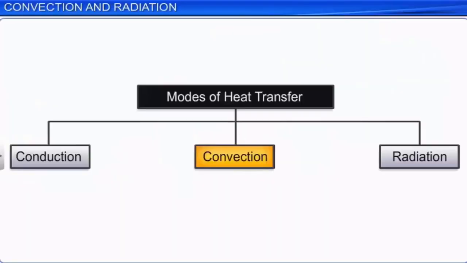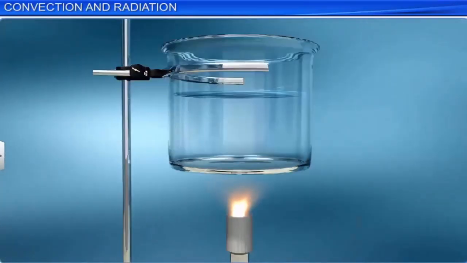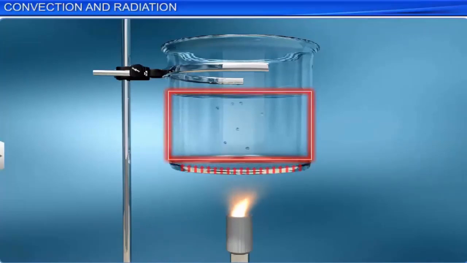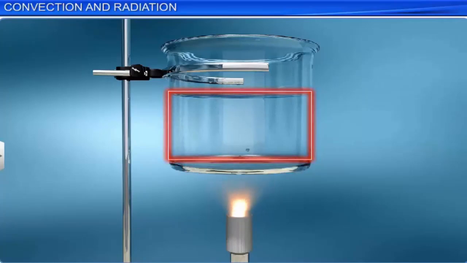Let us conduct an experiment to understand what is meant by convection. Take some water in a container and heat it by placing it on a burner. The bottom of the container absorbs heat from the burner and then conducts it into the water. Since the entire water body is not in contact with the bottom of the container, all the layers of water cannot absorb heat by conduction.